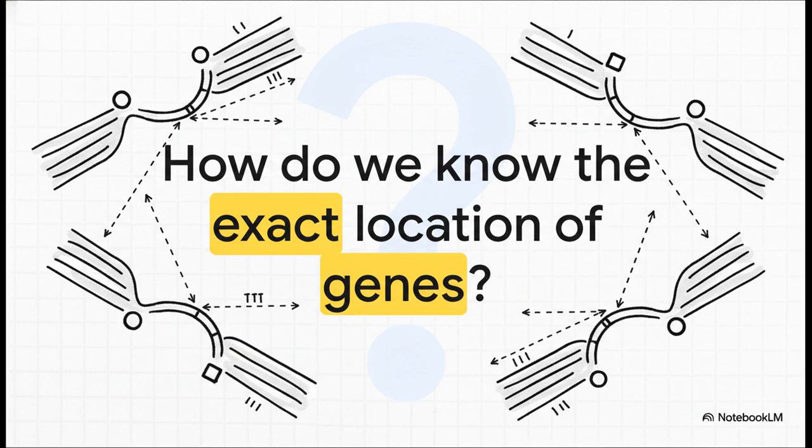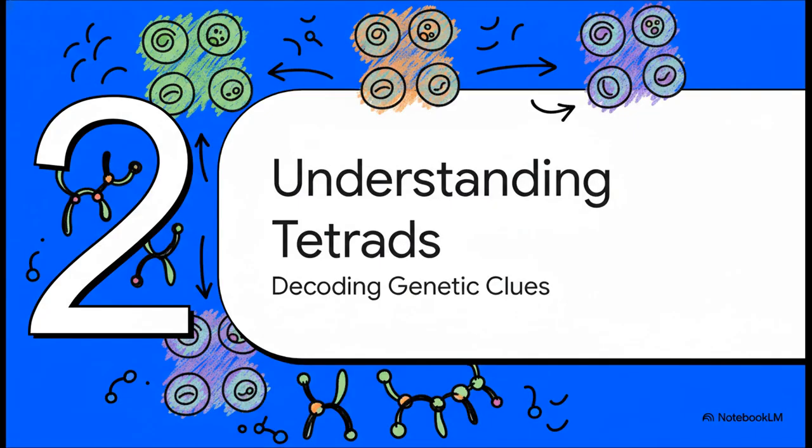Well, the secret lies in something called genetic recombination. You know, that shuffling of genes that happens during meiosis. It turns out, by counting how often this shuffling happens between genes, we can actually calculate the distance between them. Okay, before we can crunch any numbers, we first have to understand our clues.